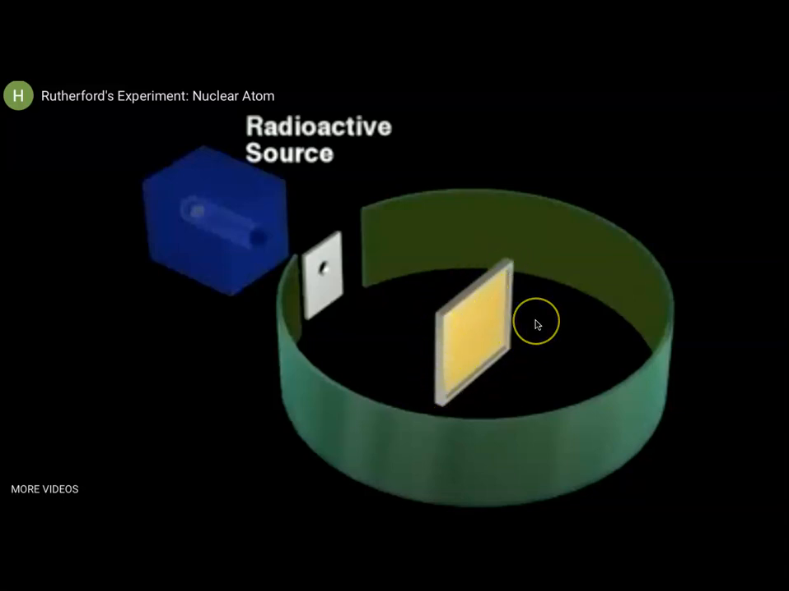It was very thin, so it had very small layers of gold atoms, and it was surrounded by a zinc sulfide coated screen. They added zinc sulfide because you can't see these alpha particles, but when they collide on the screen, you see a spark. And you could count the number of sparks and the directions of the sparks.